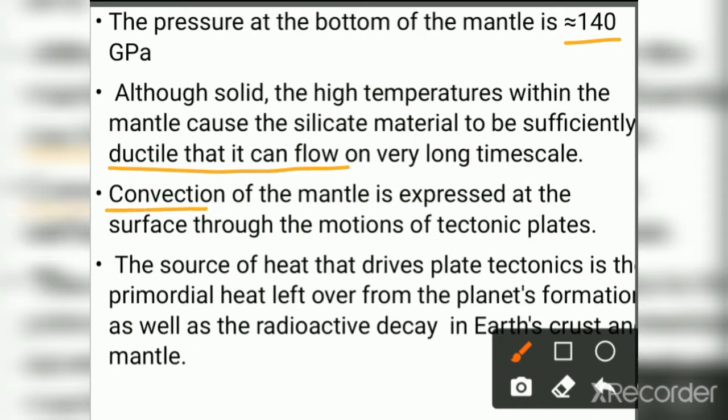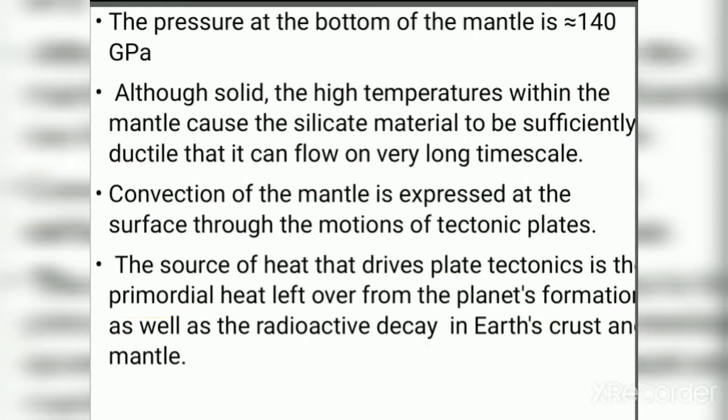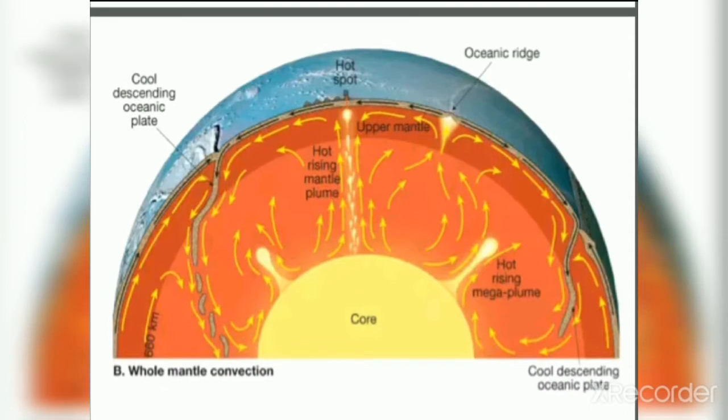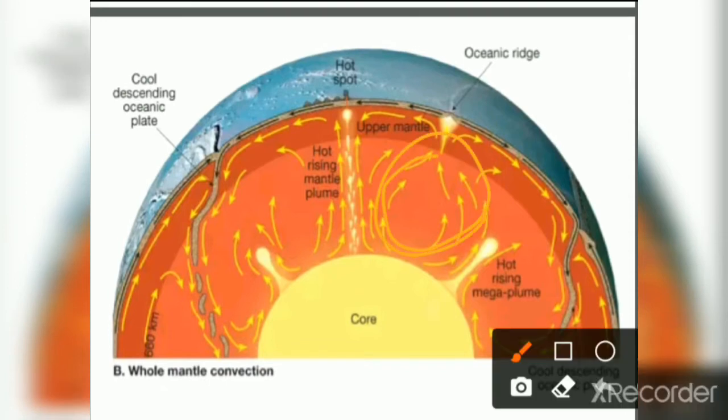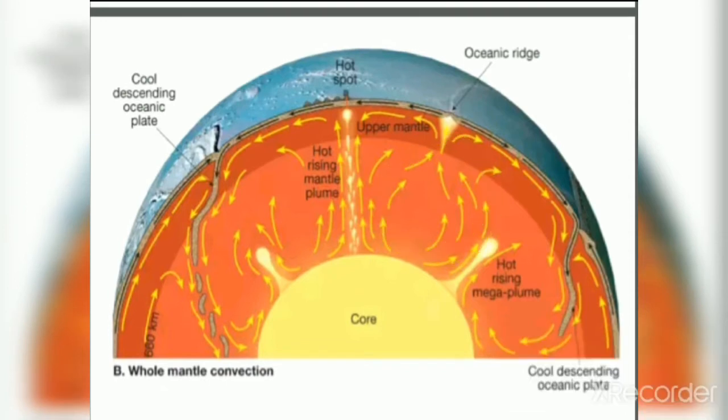Convection of the mantle is expressed at the surface through the motion of plate tectonics. The sources of the heat driving plate tectonics are the primordial heat and the radioactive heat released as a result of radioactive decay. So here you can see the convection cycles, the convective cells of the mantle.